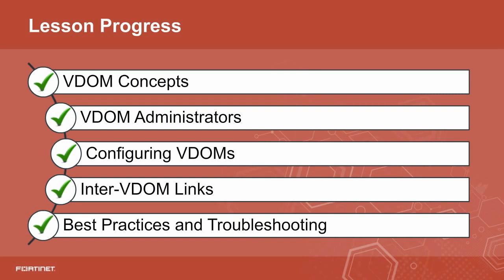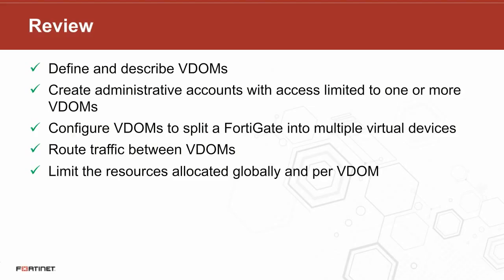Congratulations, you have completed this lesson. Now, you will review the objectives that you covered in this lesson. This lesson covered the following objectives. Define and describe VDOMs. Create administrative accounts with the access limited to one or more VDOMs. Configure VDOMs to split a FortiGate into multiple virtual devices. Route traffic between VDOMs. Limit the resources allocated globally and per VDOM.